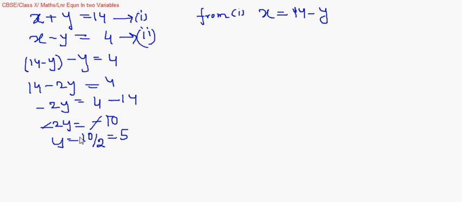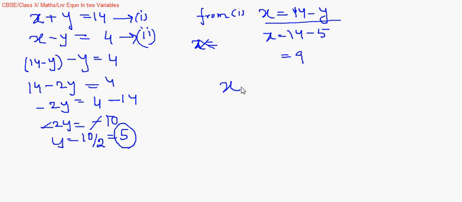Now we can substitute this value of 5 in either of the given equations. Suppose I substitute it in the first one. So x will be 14 minus 5, that's 9. So the solution to these equations using the substitution method is x equals 9 and y equals 5. I hope it was easy for you to follow.